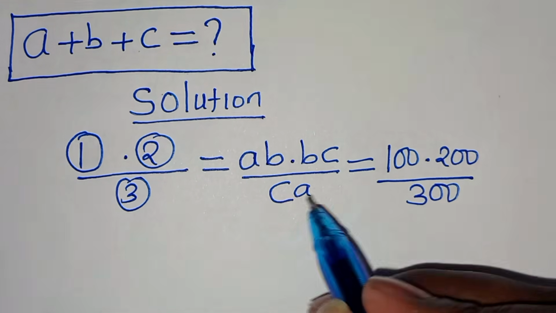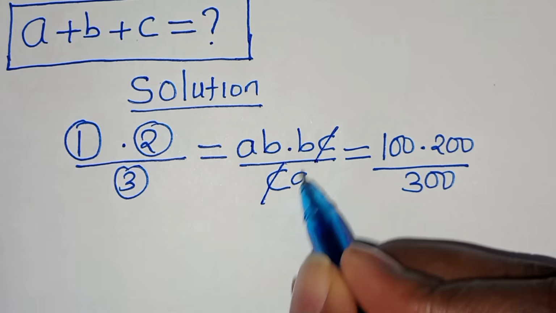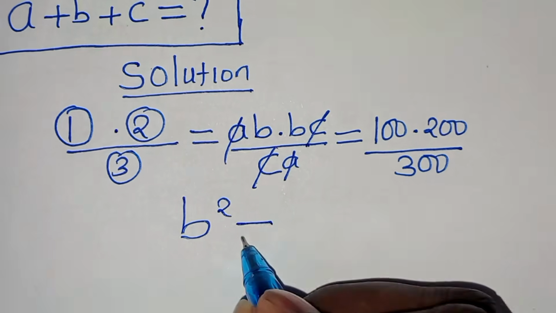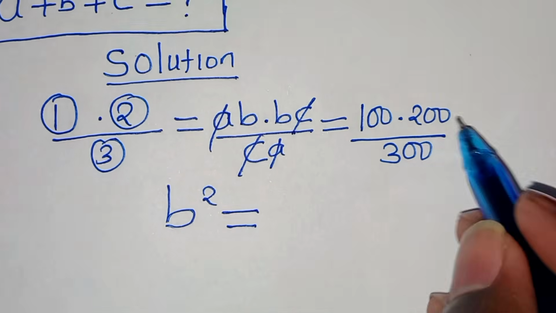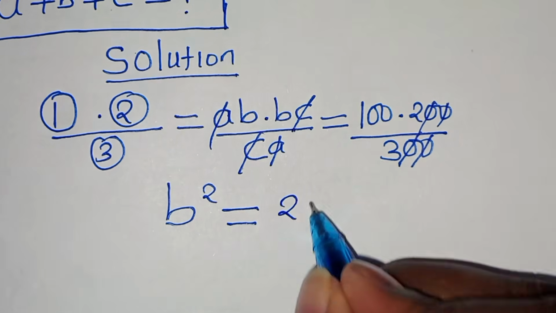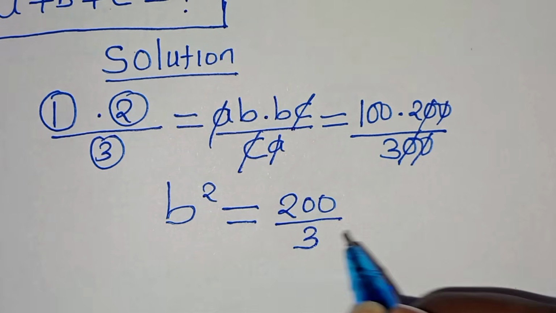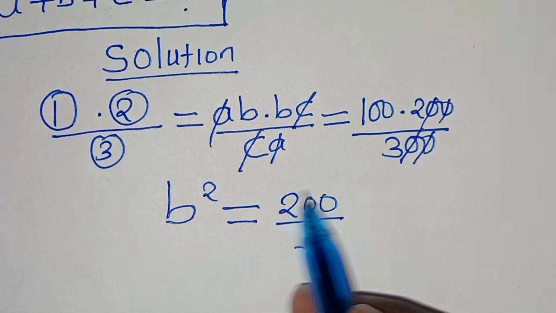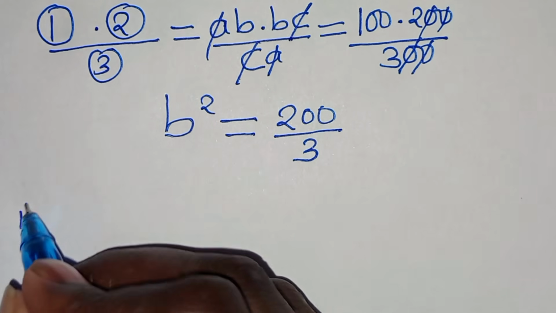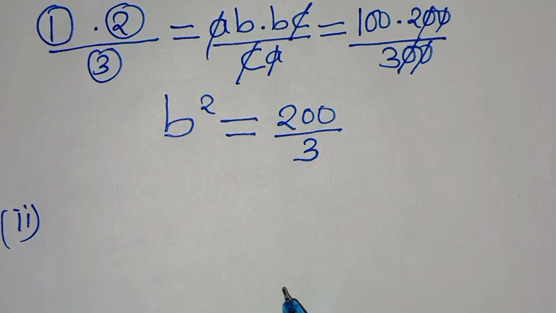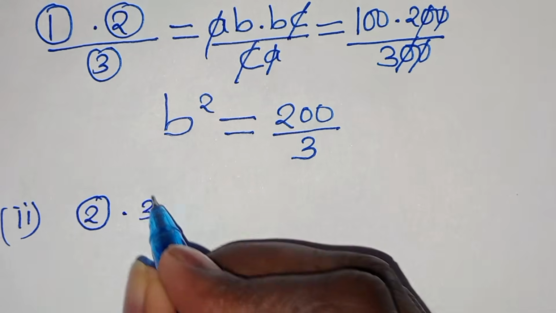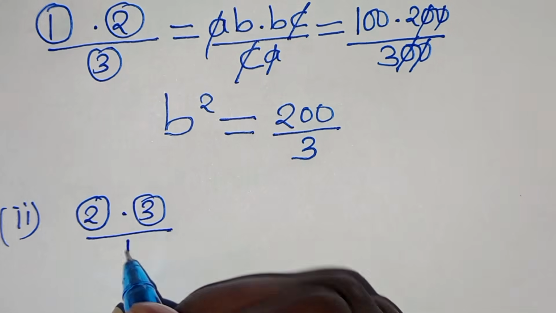So let's simplify here. So c and c simplify, a and a simplify. So this means that b squared is equal to, let's simplify here, 100 times 2, so this is 200 divided by 3. So this is what b squared is. Now let's proceed. The second step is to multiply equation 2 by equation 3, then divide by equation 1.